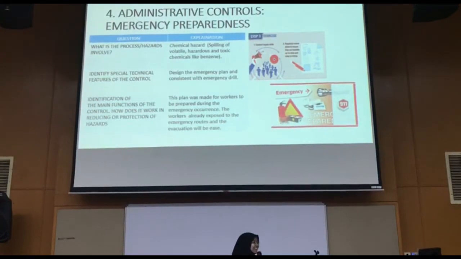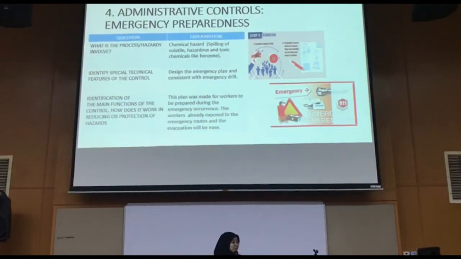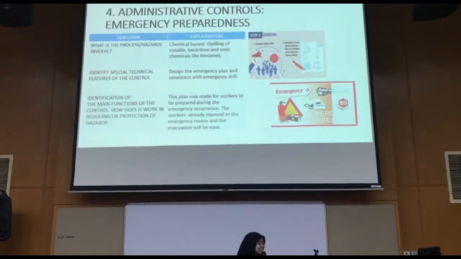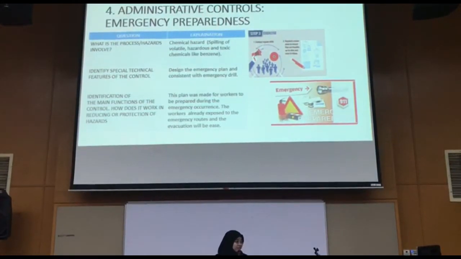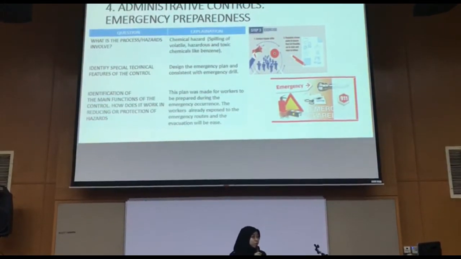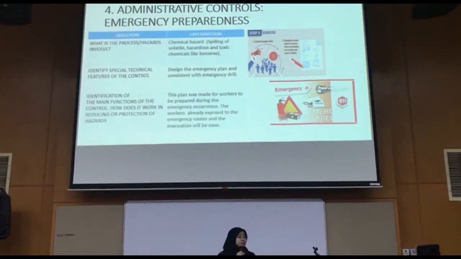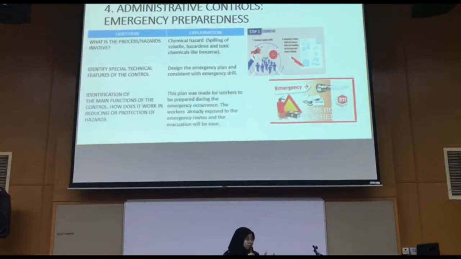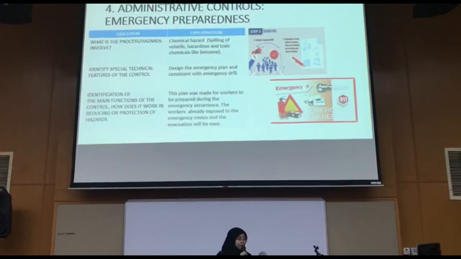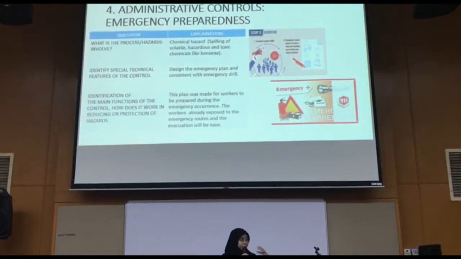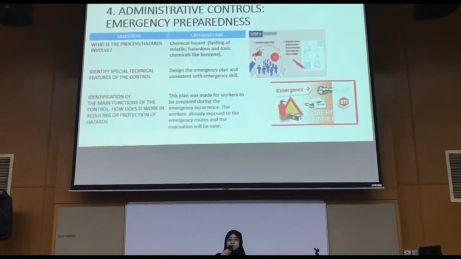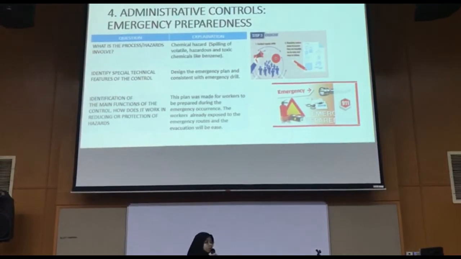The main function of the control, how does it work in reducing or protection of hazard? This plan was made for workers to be prepared during an emergency occurrence. The workers are already exposed to emergency routes and evacuation will be eased. Okay, that's for emergency preparedness.